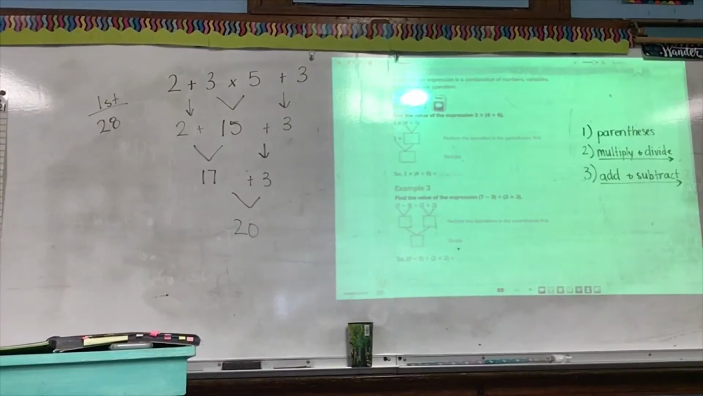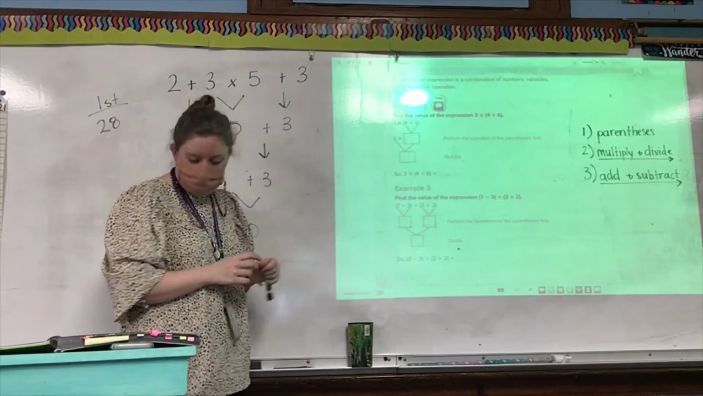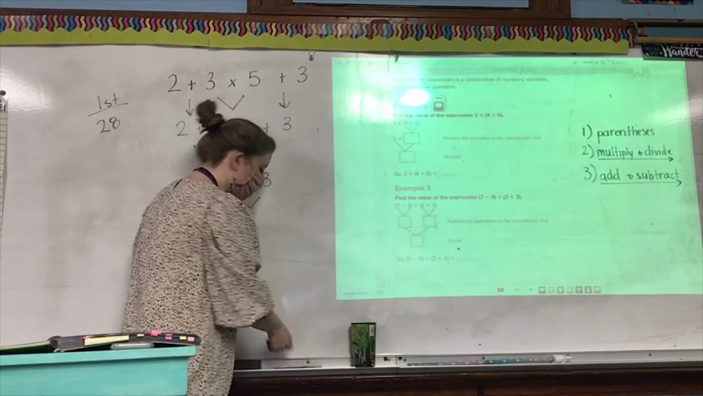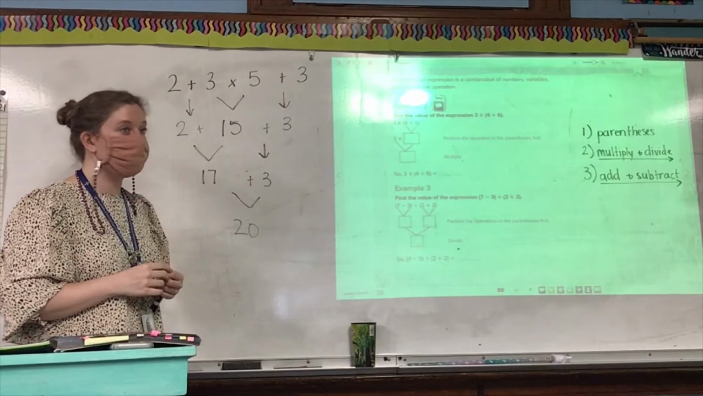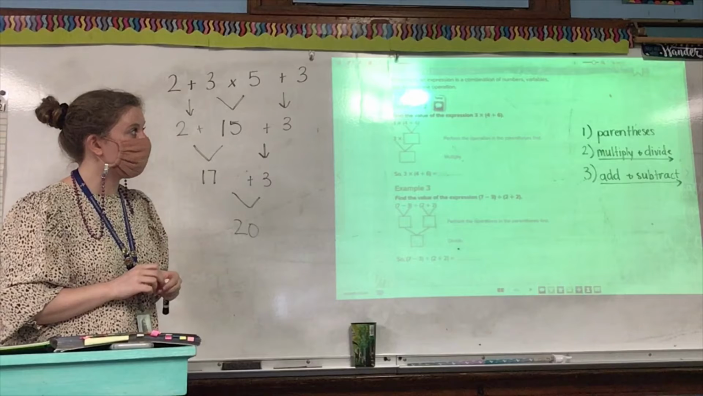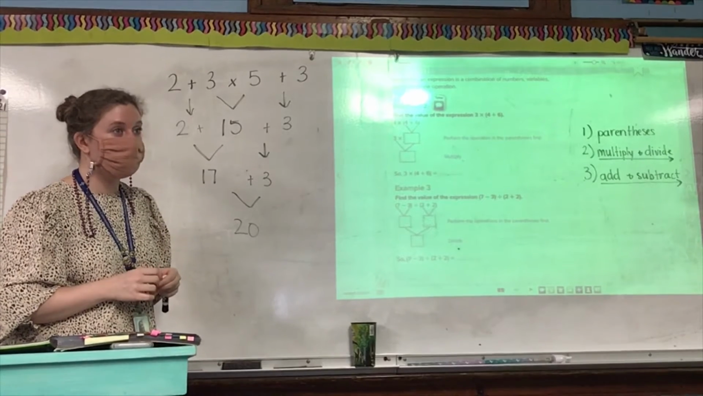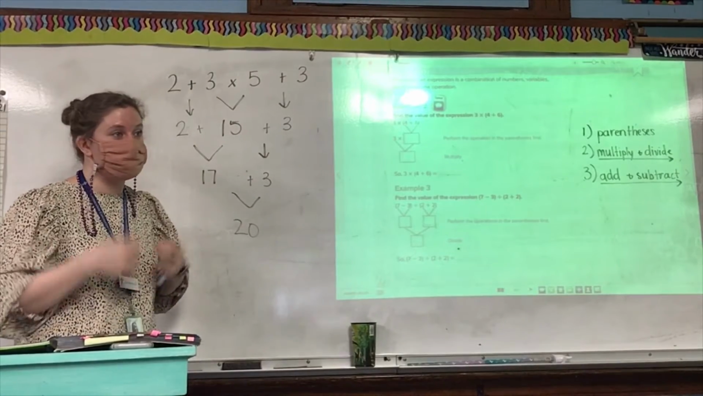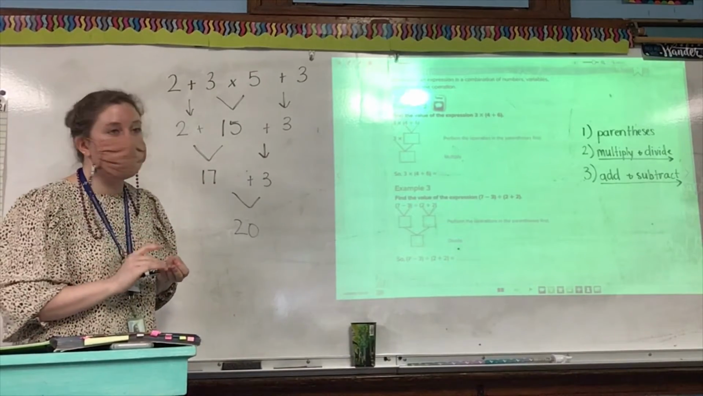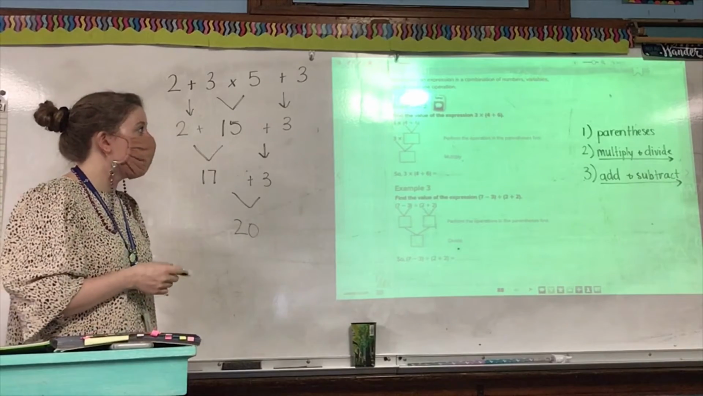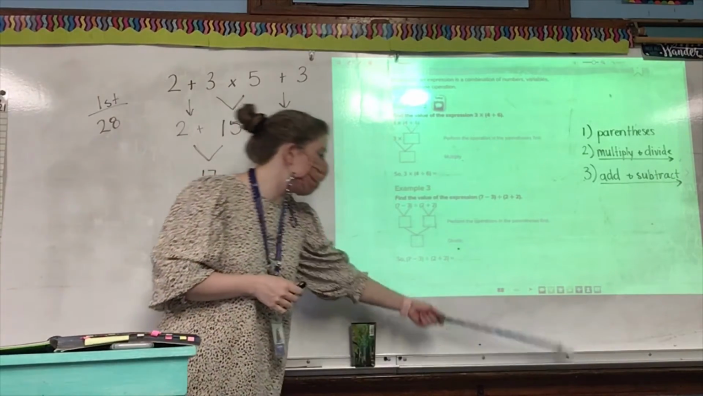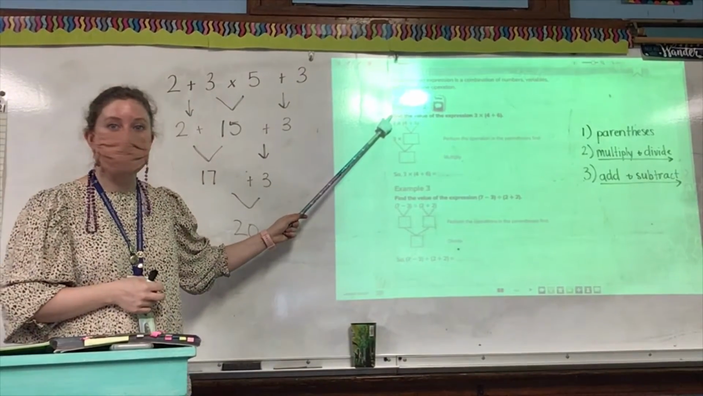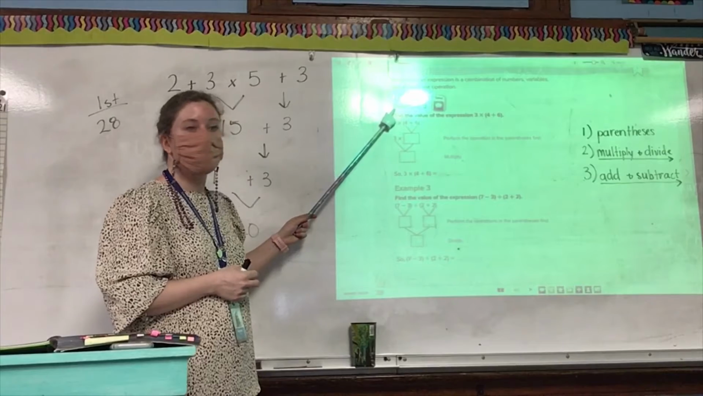Okay, everybody, look at the sentence on the top of this page, page 452, and please read, Aaron, loud. Remember, an expression is a combination of numbers, variables, and at least one operation. Good. So an expression is just numbers, variables, and at least one operation. Okay, everybody, finger or pencil on example 2. I see your finger or pencil on example 2. We will continue.